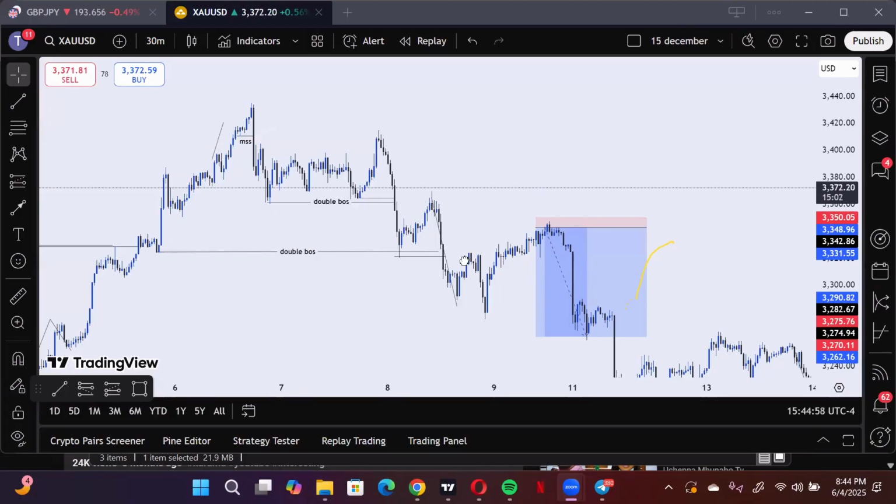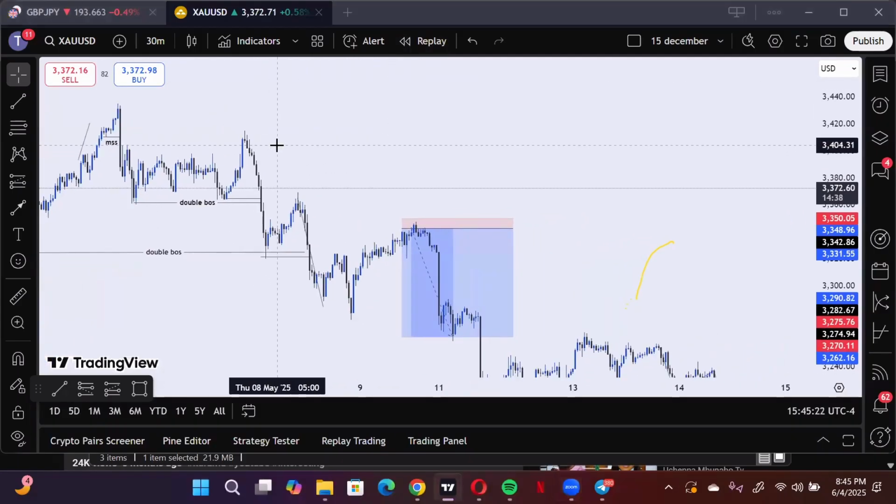So the inducement is the first pullback that the market makes after a market structure shift or a break of structure or a double breakout structure. That is what the inducement is, the pullback that the market makes after the market structure shift or the break of structure. We only look for an inducement after you've seen a market structure shift or a double breakout structure. This is what I mean.